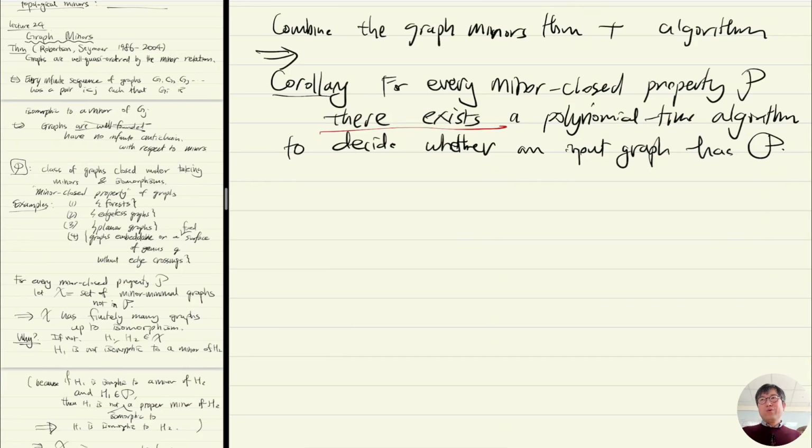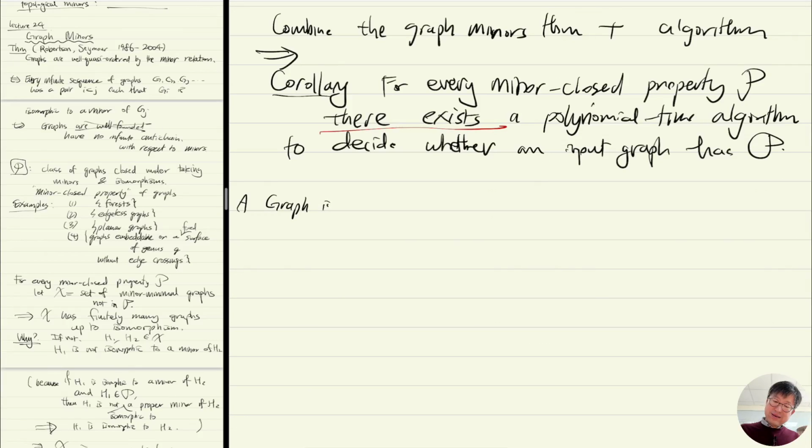All right, so why is this interesting? Yes, Kuratowski's theorem: for planar graphs, you have an algorithm. For any other graph property closed under taking minors, you have an algorithm. No, I cannot say you have an algorithm. There exists an algorithm, right? So there's some example which is non-trivial. So here's one example.